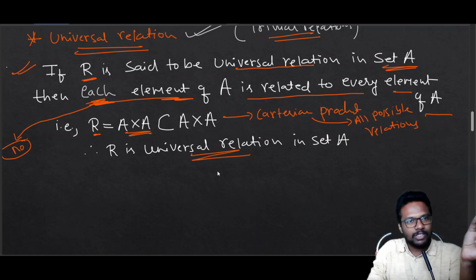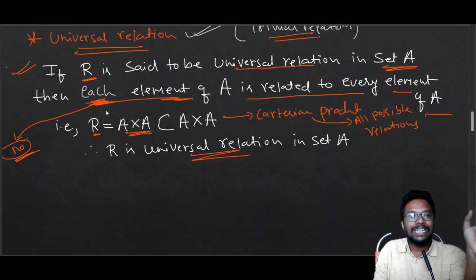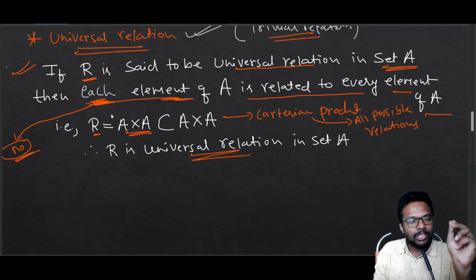There is a slight difference between the empty relation and the universal relation. In the empty relation we use the word no element of A is related to every element of A. Here in the universal relation we use the words each element of A is related to every element of A. Each and every element should relate to itself, and then that relation will be a universal relation.